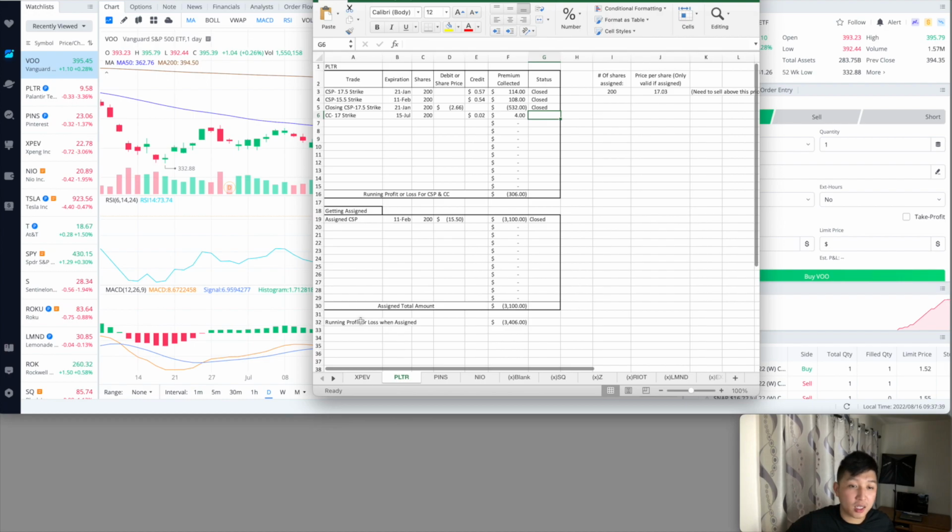And going over Palantir right over here, I'm going to just go ahead and close this one off because it expired on July 15th. If you've been following me on these updates, you'll notice that these reflect my last video, probably a month ago when I did one of these updates. I currently have 200 shares of Palantir and my cost basis is $17.03.